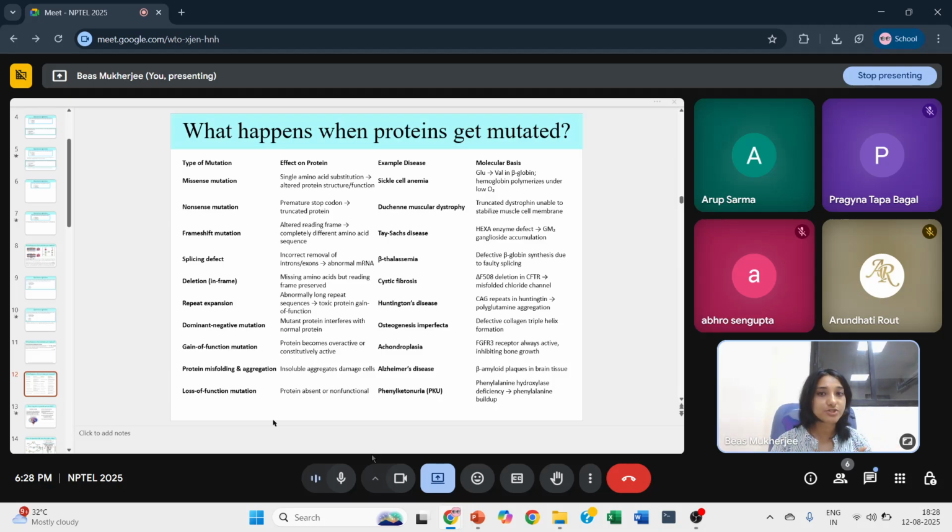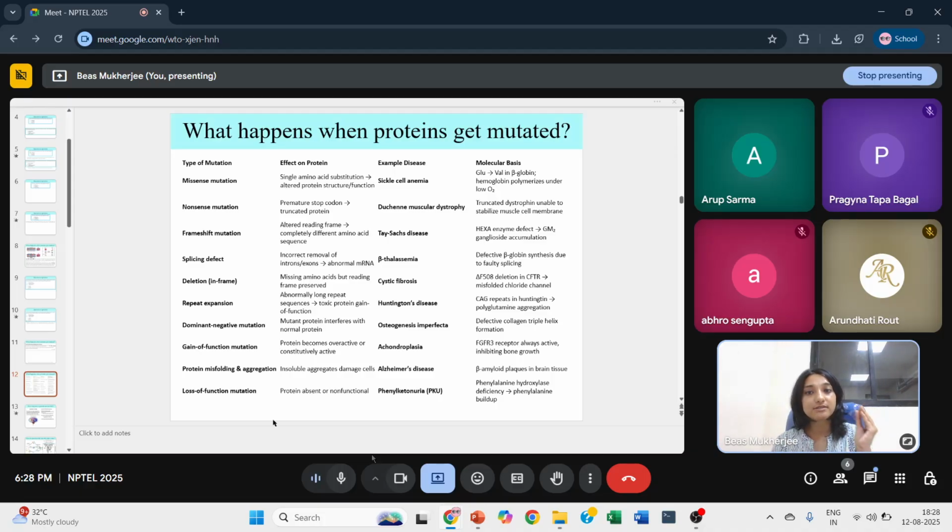What is a nonsense mutation that I told you? A premature stop codon is coming, so there can be a truncated protein. Let's say that, no, one second. Sorry, did I make a mistake in telling you what a nonsense mutation is? You can just look that up. Okay, right. So in case of this nonsense mutation, a stop codon is introduced.